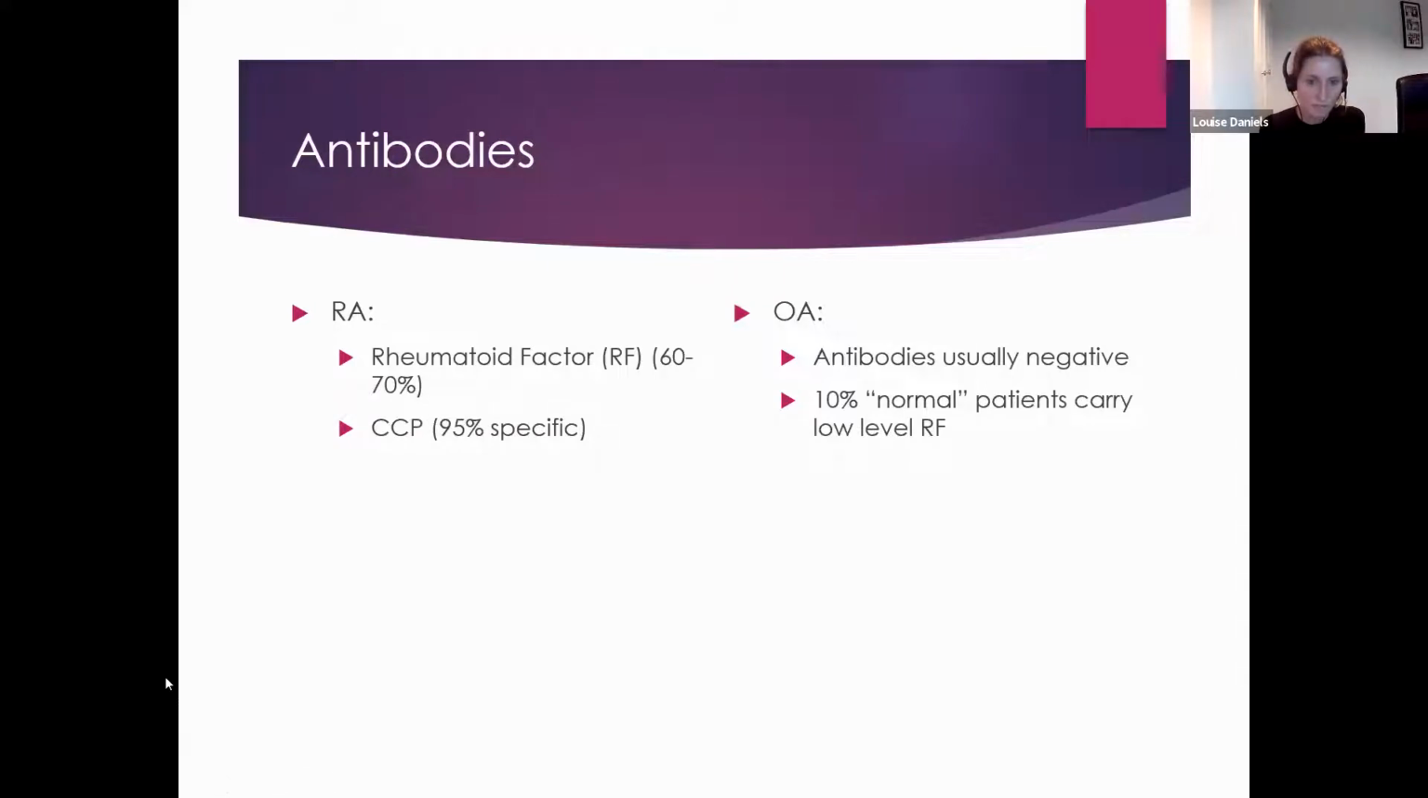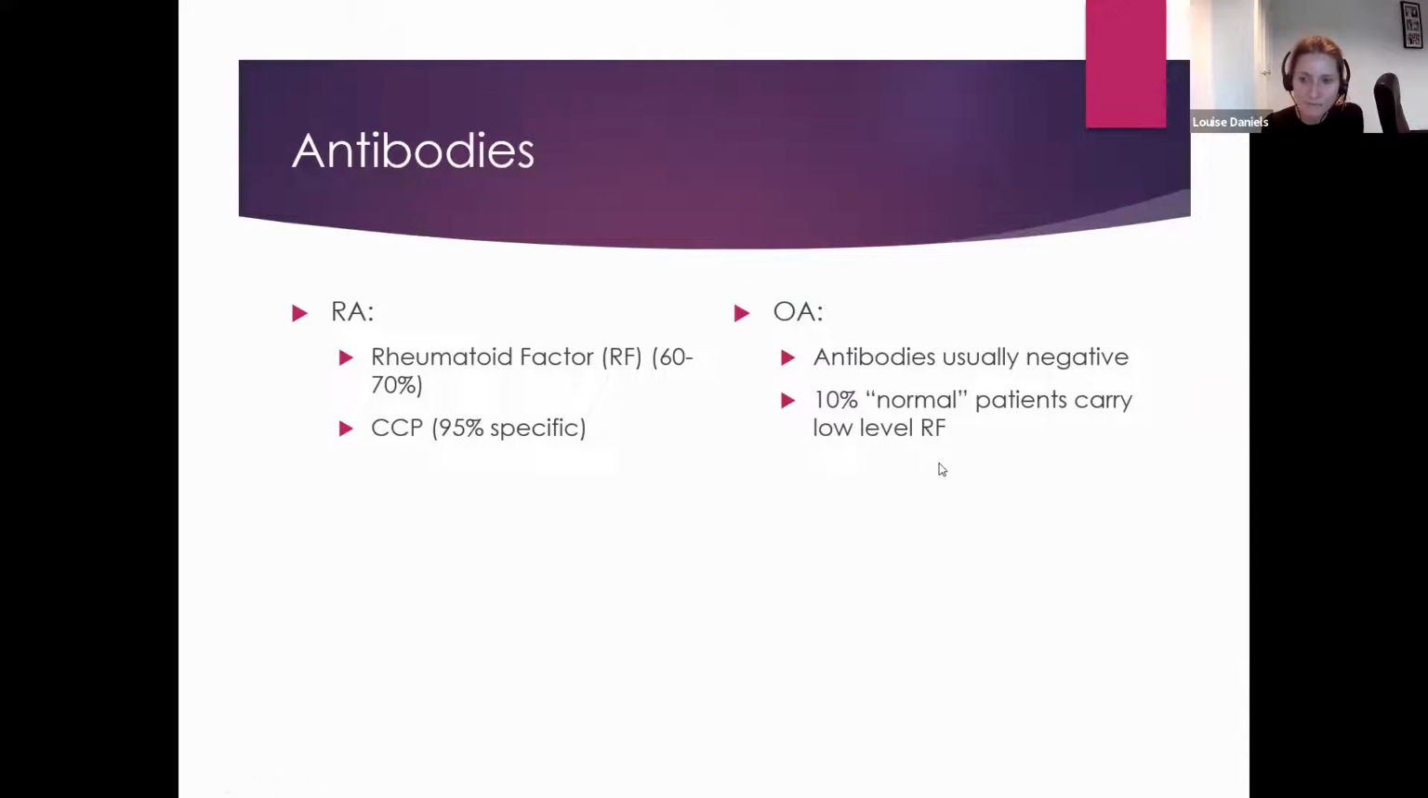So if you've been able to do some blood tests and you've got some antibody results to review, rheumatoid factor tends to be positive in about 60 to 70% of people with rheumatoid arthritis. So a negative result does not mean they don't have rheumatoid arthritis. And CCP antibodies are more specific. They're about 95% specific for rheumatoid arthritis. They can go up in infection and other conditions, but they're much more specific for RA.